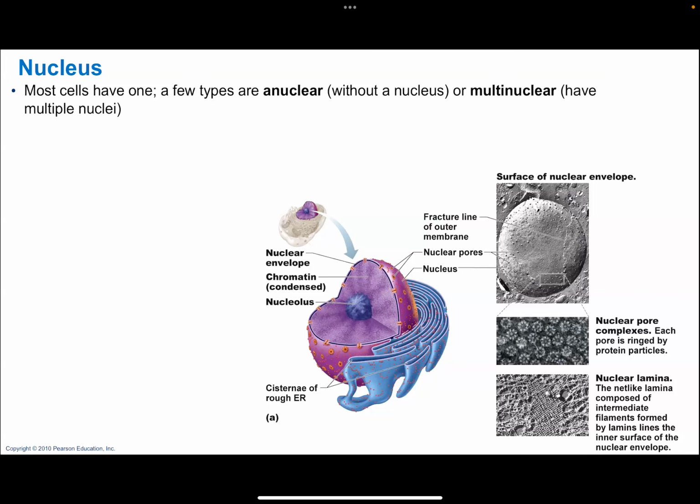Starting with the nucleus: it is found in most cells, and there's usually only one, even though we'll see in certain cells that they may have multiple nuclei. Some cells have no nucleus, and we call that anuclear. The important part about the nucleus is this is the organelle that contains our DNA. So it's got our genetic information in it. It's very important. And the DNA contains the recipes for cellular proteins.